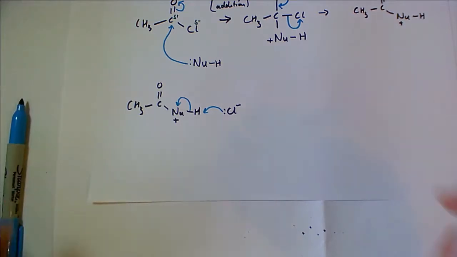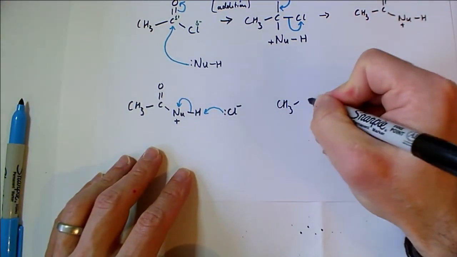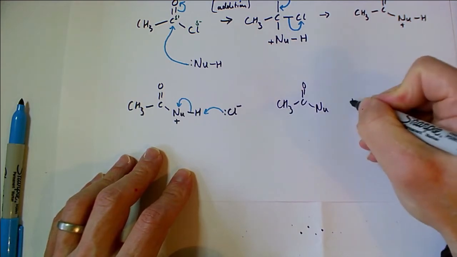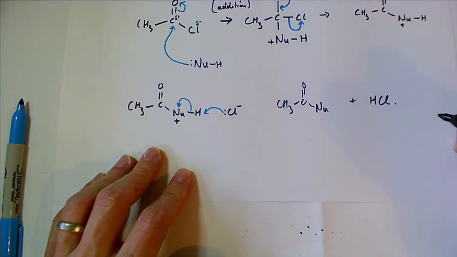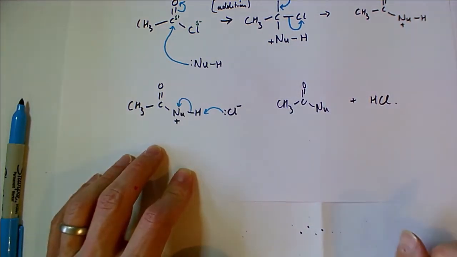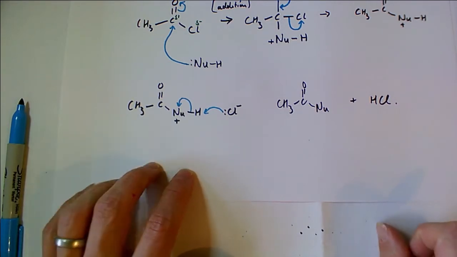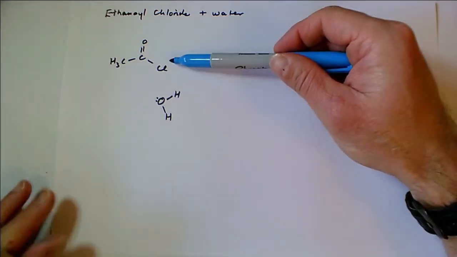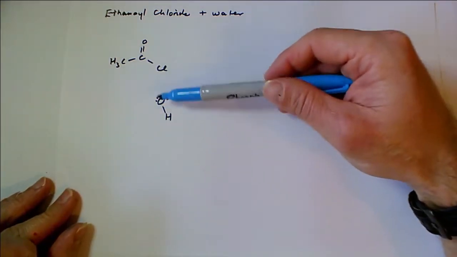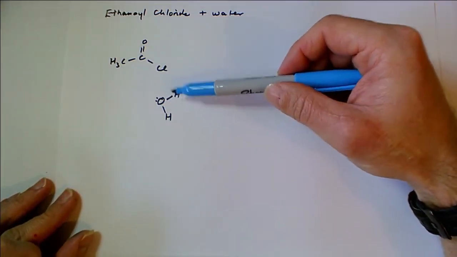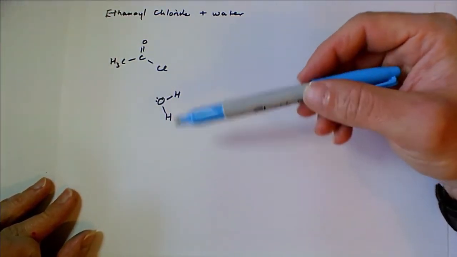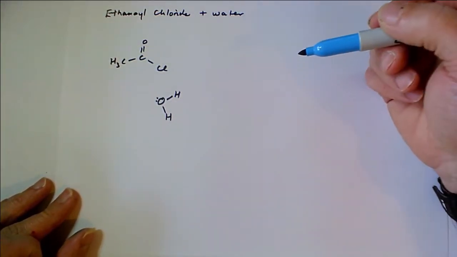Anyway, we've now got a product. So we've now formed our carbonyl with what was the nucleophile attached, and in this case, we've released HCl. So let's look at some specific examples of this. We're going to start off looking at ethanoyl chloride and water. I've drawn my structure of ethanoyl chloride here, and I've blown out the water a little bit here. I've shown one lone pair. Obviously water has 2 lone pairs, but I'm only showing one for the purpose of this mechanism.